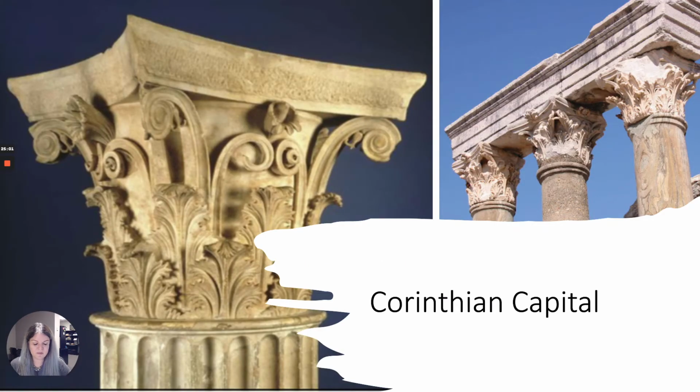The other is he's one of the earlier architects to use the Corinthian capital. So when we were talking about the Archaic period in architecture, I talked about two different orders, the Doric and the Ionic.